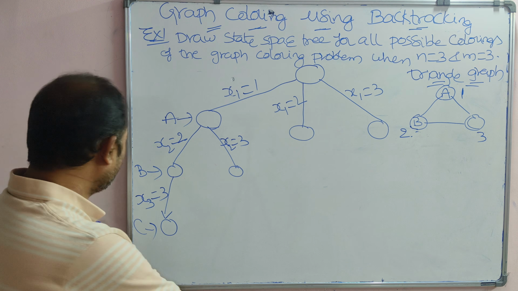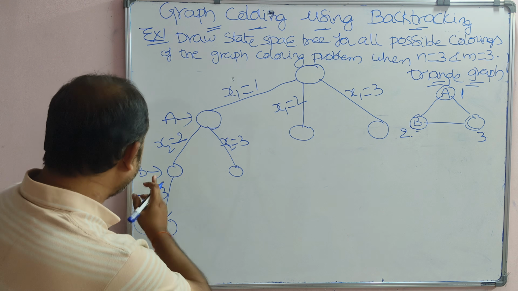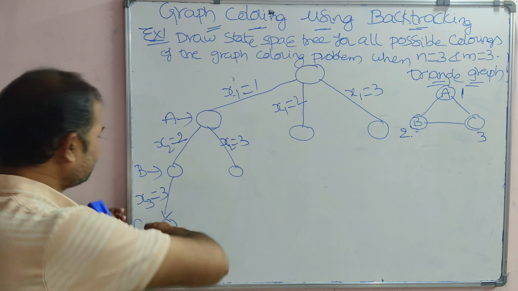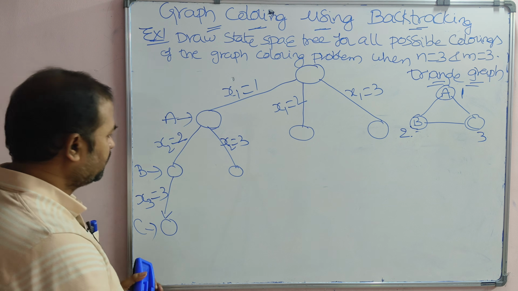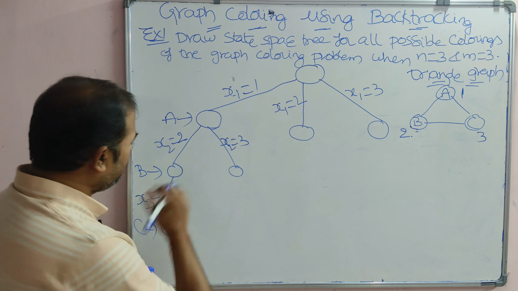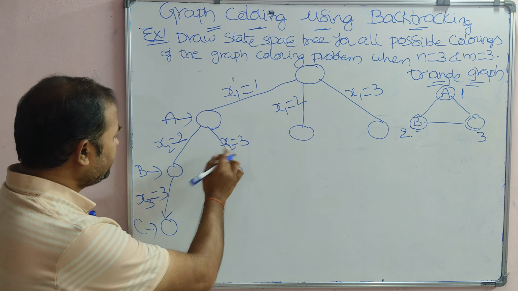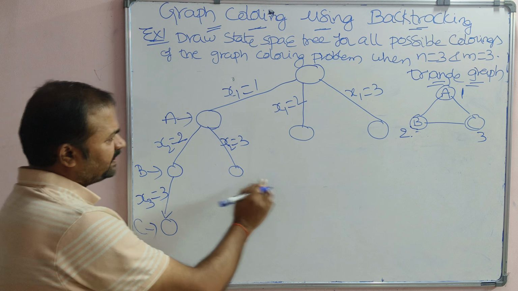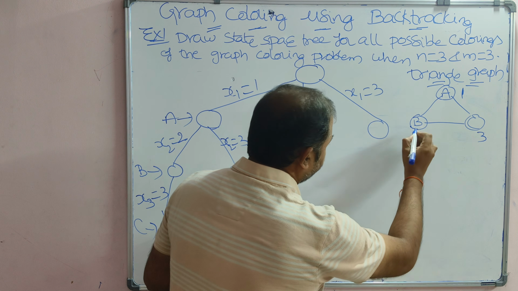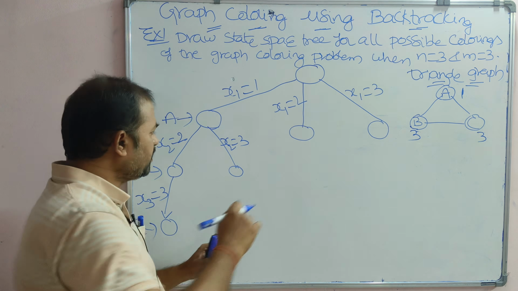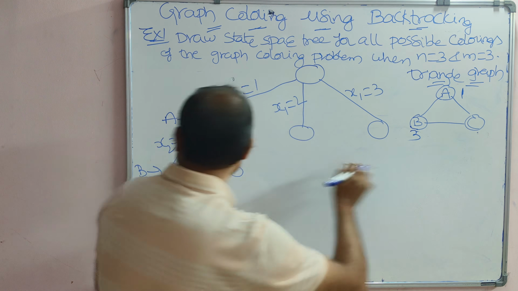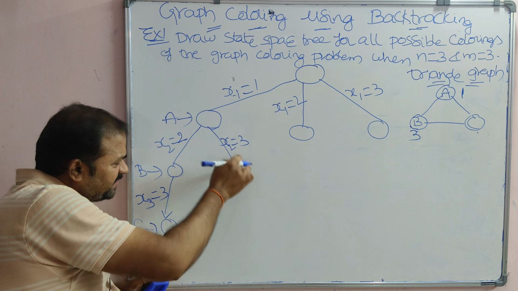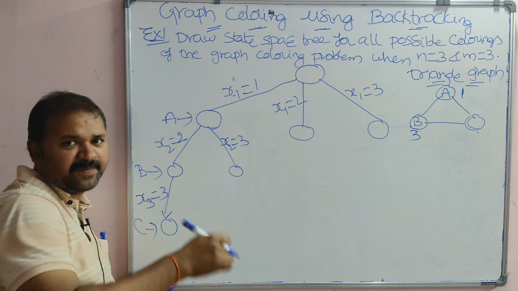Okay. So here vertex B. Vertex B is already colored with third color. Okay. So this path is over. So now let us explore this path. Here what is this vertex? Vertex B. Vertex B is colored with which color? Third color. So if vertex B is colored with second color, then this is the path. If vertex B is colored with color 3, then this is the path.